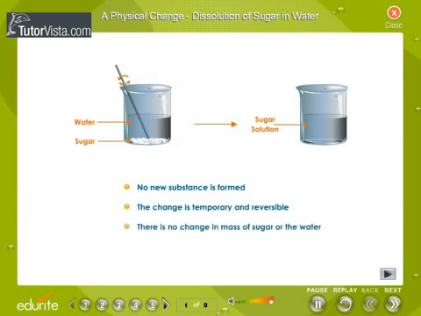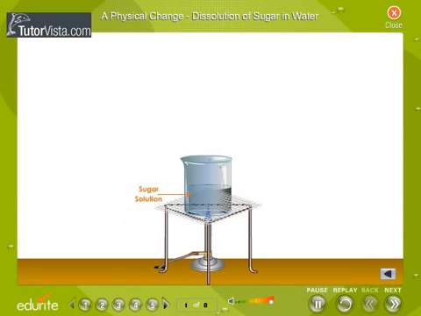This means that there is no chemical reaction between sugar and water. You get a homogeneous sugar solution. On heating, the sugar solution undergoes evaporation to give sugar. In this reverse process also, there is no chemical reaction between sugar and water.